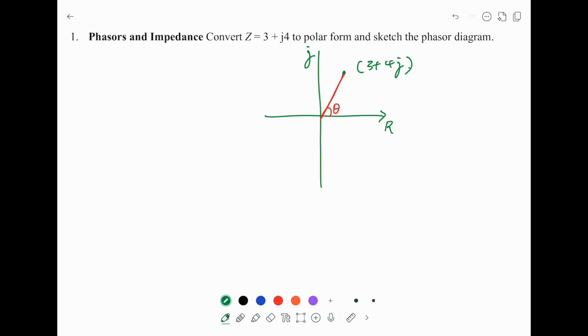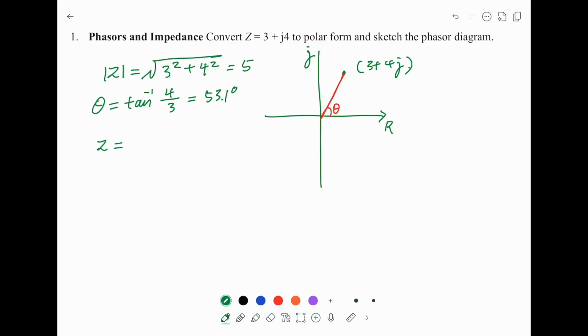We can apply Pythagorean theory. So the amplitude of this complex number is equal to square root 3 to the power 2 plus 4 to the power 2, and equal to 5. And the angle or the phase is equal to arc tangent 4 over 3, and it is equal to 53.1 degree. Now this complex number can be written now in polar form.